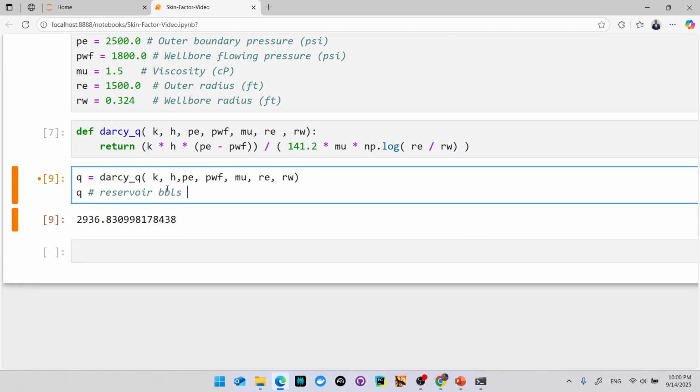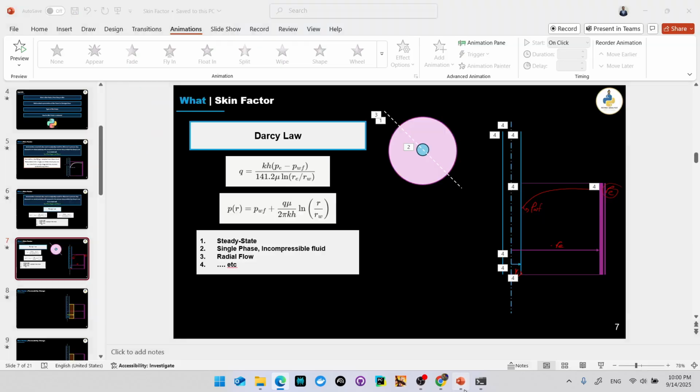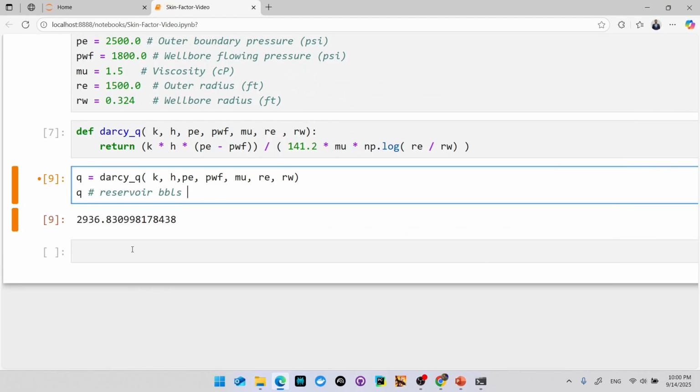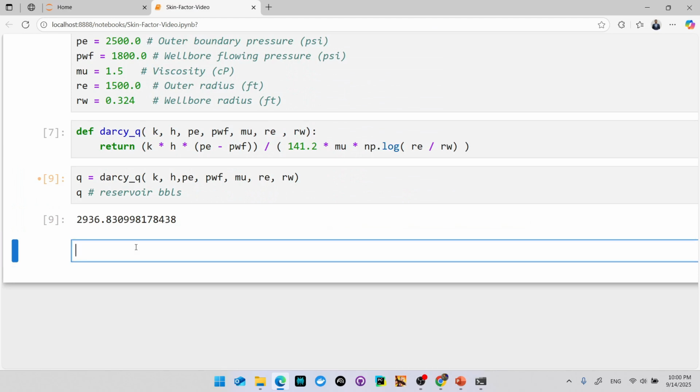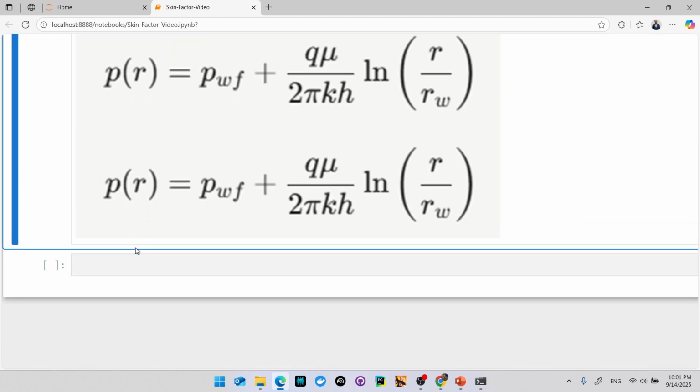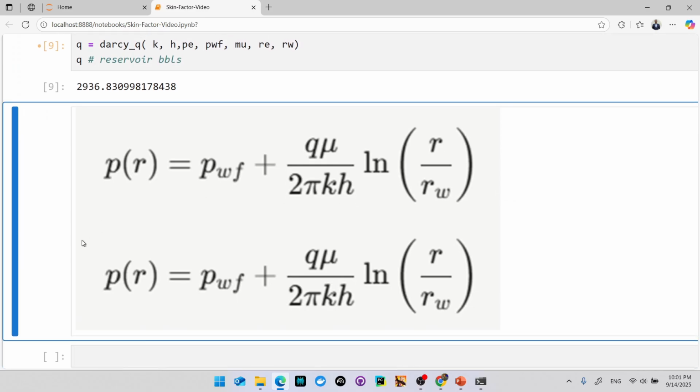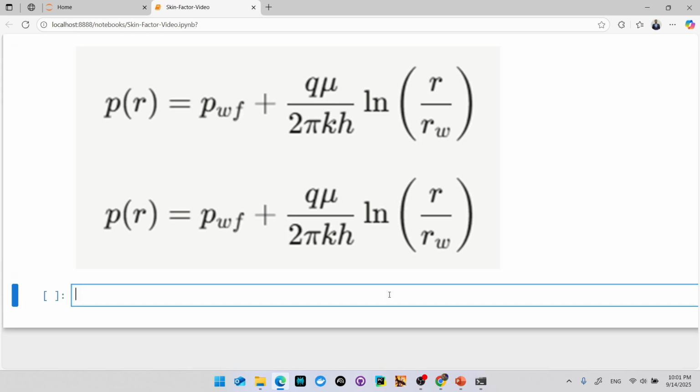We can actually visualize the pressure distribution from RW to RE by coming back to the slides. We have this equation. We can simply copy it here. So this tells us that the pressure at any radius is going to be the BWF plus Q times mu over 2 pi KH, 2 pi because we are working with the system units, times ln R over RW.